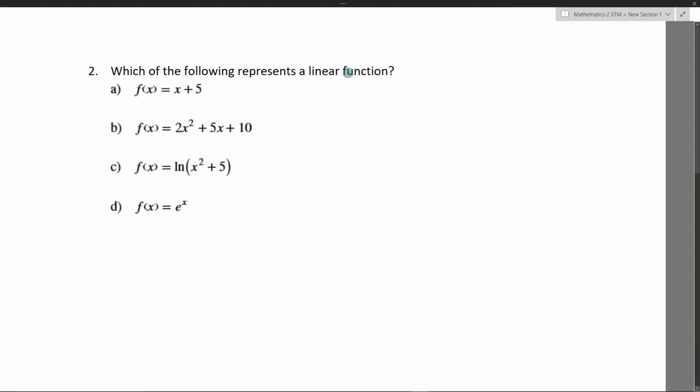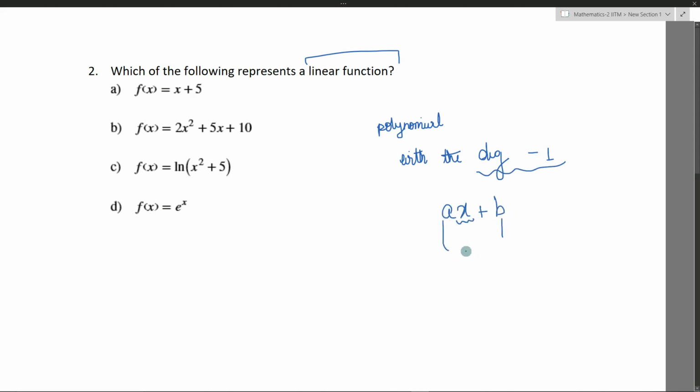Which of the following represents a linear function? If you remember from the lecture correctly, a polynomial with degree 1 has the general form ax plus b, right? We have one variable, where a and b are constants, meaning that they are numbers, and x is a variable, right? A function in this form will be a linear function, and the graph of a linear function will always be a straight line. So from the given options, we have to find a function in this form, right?